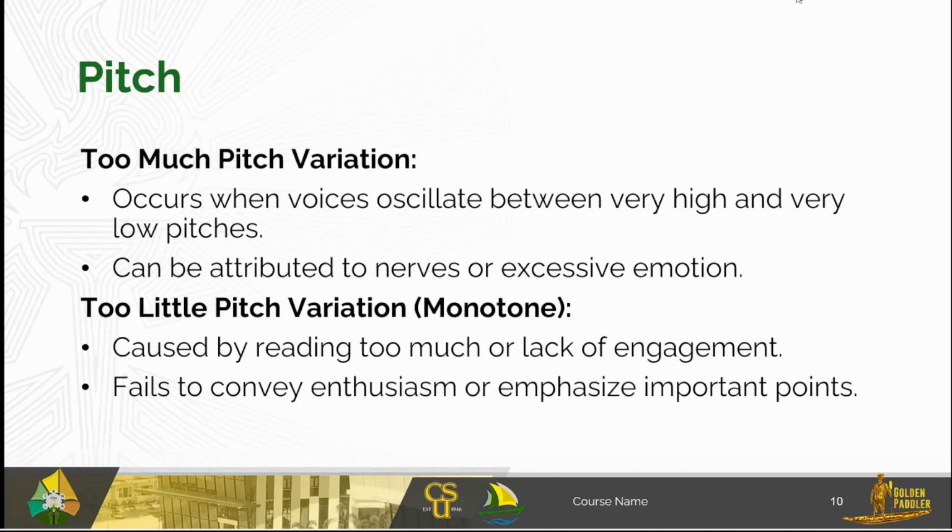Too much pitch variation occurs when the voice oscillates between very high and very low pitches. It can be attributed to nerves or excessive emotion. Too little pitch variation, or becoming monotonous, is caused by reading too much or lack of engagement. Becoming monotonous fails to convey enthusiasm or emphasize important points.